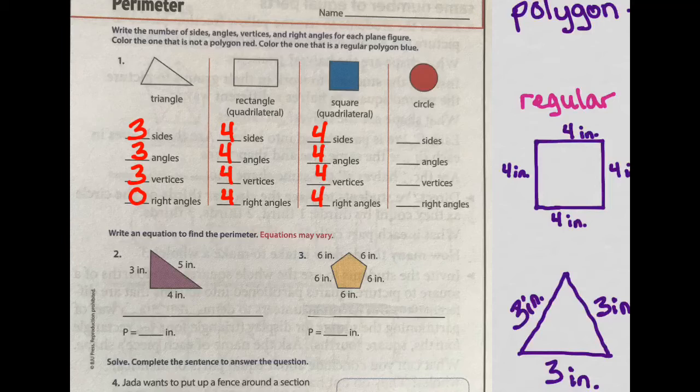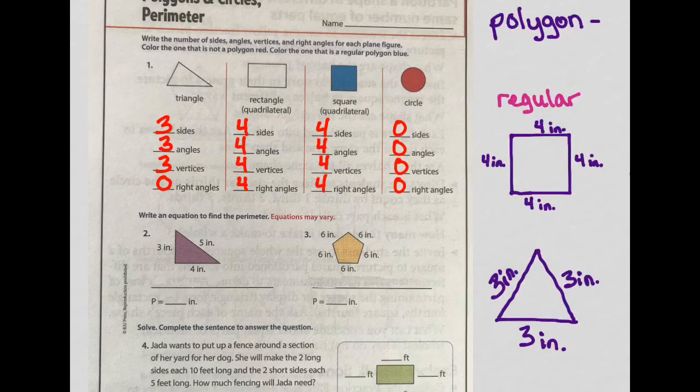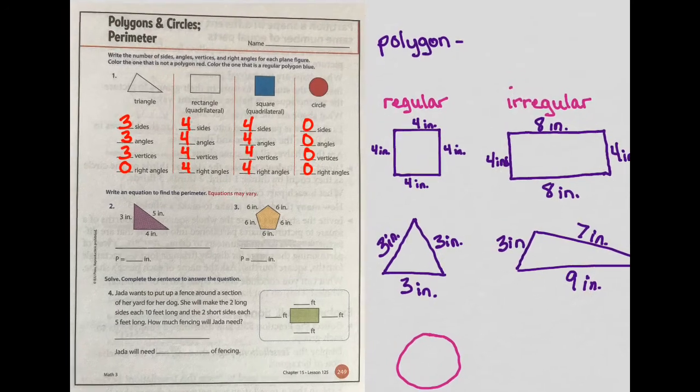And for the circle, it has 0 sides, 0 angles, 0 vertices, and 0 right angles. All right, let me see if I can get my page small here again.